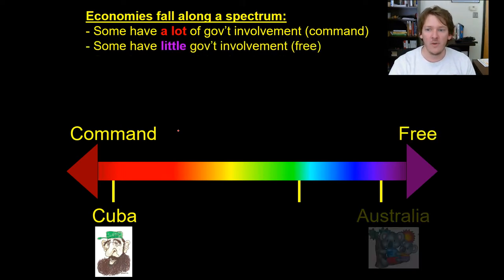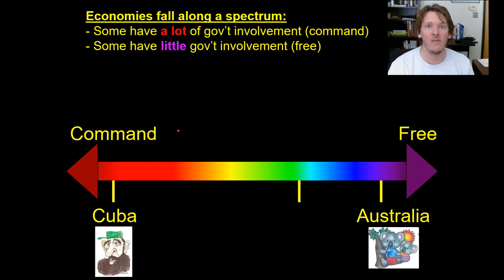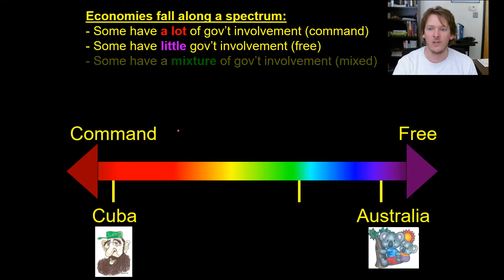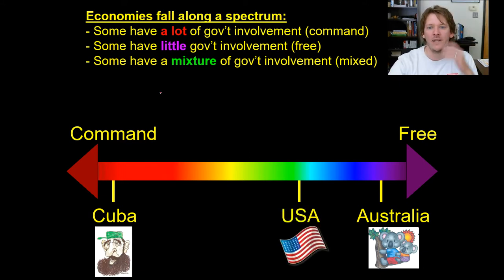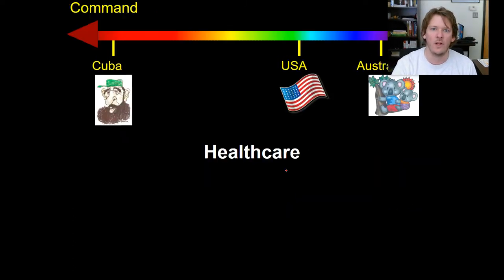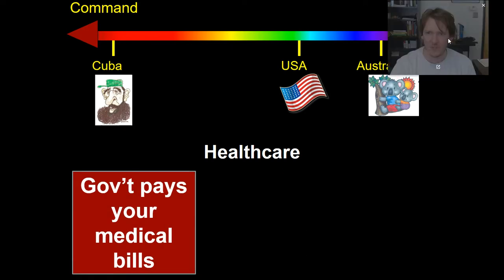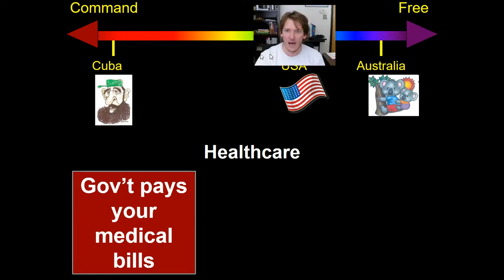Some have little involvement. Those are the free economies. They are free of government involvement. Australia is an example of the most free. Hong Kong is very free. Liechtenstein is very free. Am I saying that? Well, whatever. And mixtures of government involvement in the United States. We're probably over here. We're not over here. We're not over here. Right in the middle. Goldilocks, right?